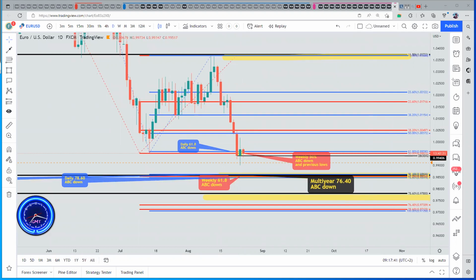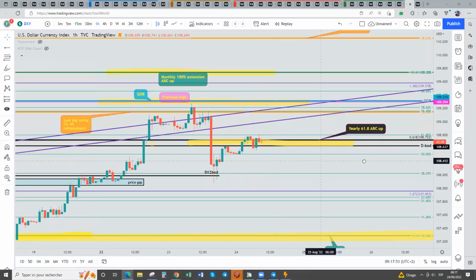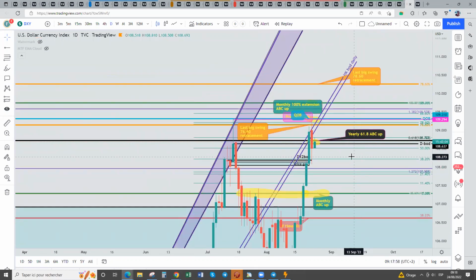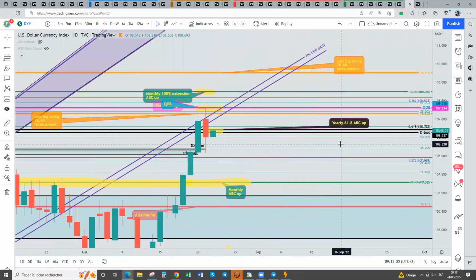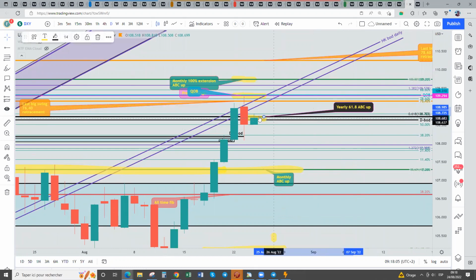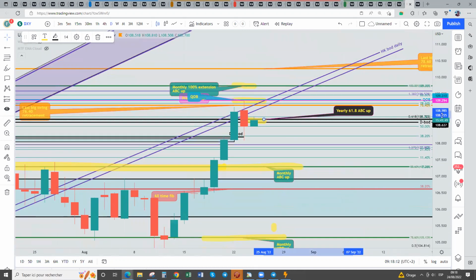I want to first look at the same chart about the daily close on the Dixie, so I will change the screen. Now we are at the Dixie daily close. This is the Dixie chart, and the same thing here is interesting. We have a daily close under the 61.8 of the ABC up. You see, this is the daily close, right on the 50% of that inside fib.